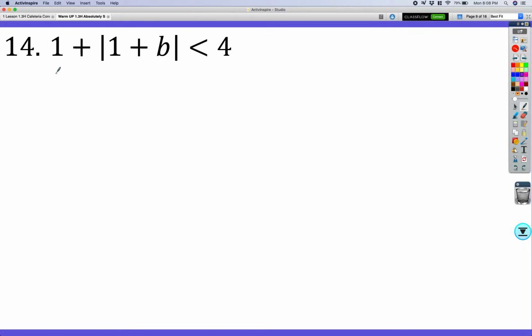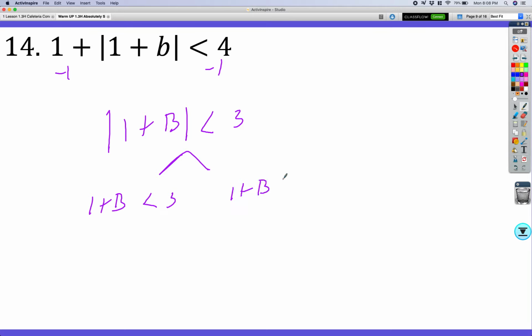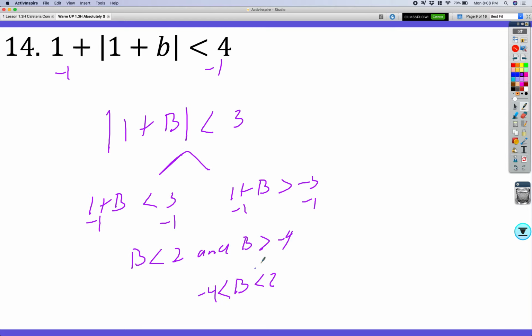All right, so let's go and look at this one. Minus 1, minus 1, the absolute value of 1 plus b is less than 3. So I write my two inequalities. I would have 1 plus b is less than 3, and 1 plus b is greater than negative 3. Minus 1, minus 1, minus 1, minus 1, to have b is less than 2 and b is greater than negative 4. So once again, b is less than 2, and then b is greater than negative 4.